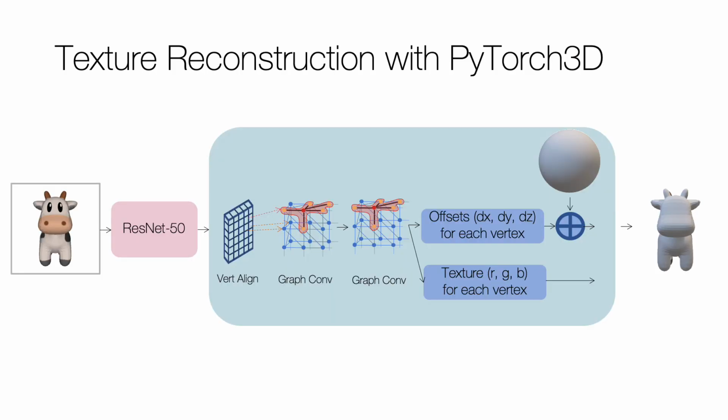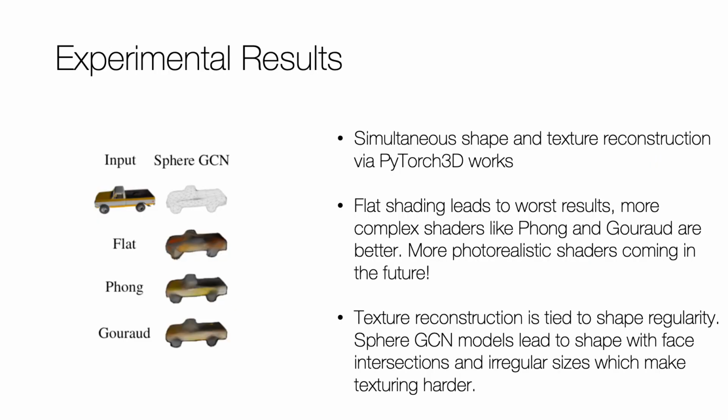PyTorch3D also offers support for texturing meshes. We can easily extend our models to predict RGB values for each vertex, which learn to predict the shape's texture from the input image. PyTorch3D's modularity allows us to play with various shading functions, lighting, and other aspects of texturing, all with pure PyTorch code. I will skip these results, but you can learn more about this in our codebase and our tech report.